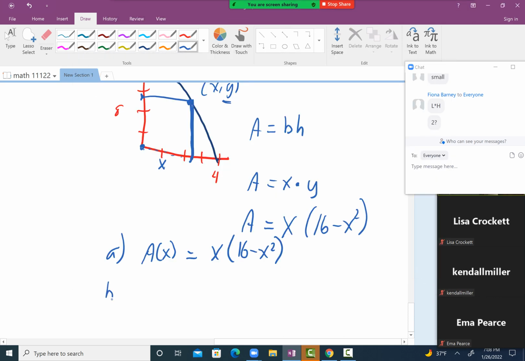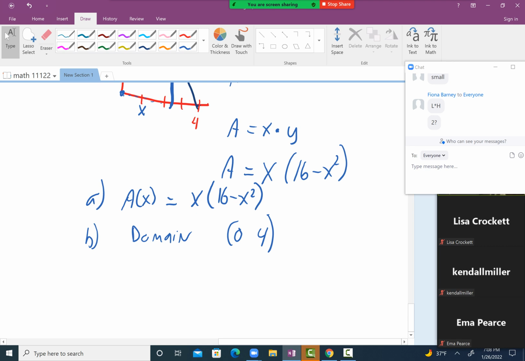So B, my domain, all right, was 0, 4. Now, you could argue, well, your base really can't be 0, right? And I would kind of agree with that. So I guess you could put some parentheses around that instead of brackets. Theoretically, mathematically, it would be. I wouldn't have a problem with saying 0 to 4 is good. So I think you could probably get away with using either symbol there.